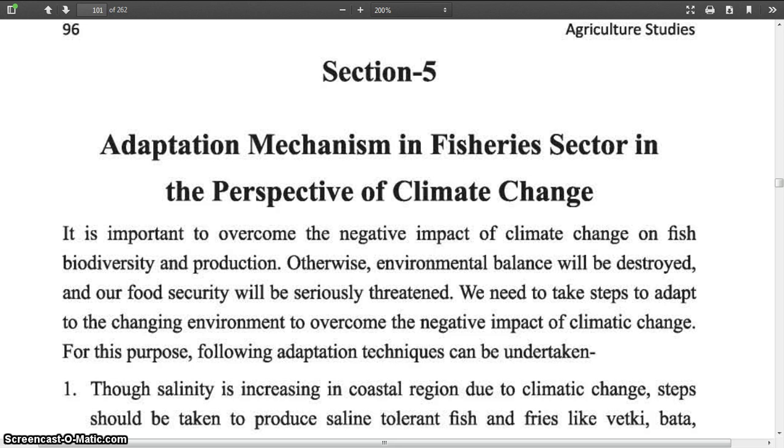Adaptation, what is adaptation? Adaptation means adjustment. Adjustment of something to a new environment. Adjustment of something. I said something. It may be fisheries, it may be poultry, it may be any animal.